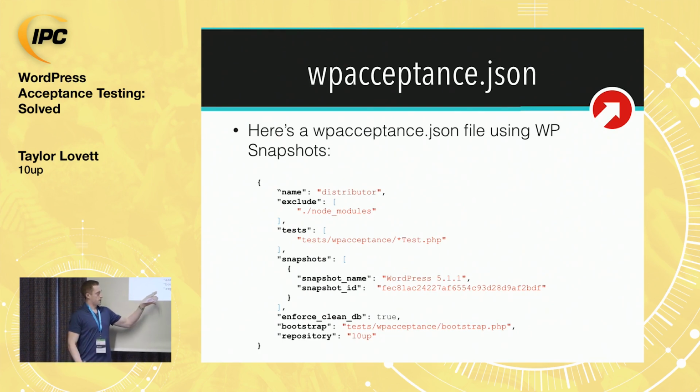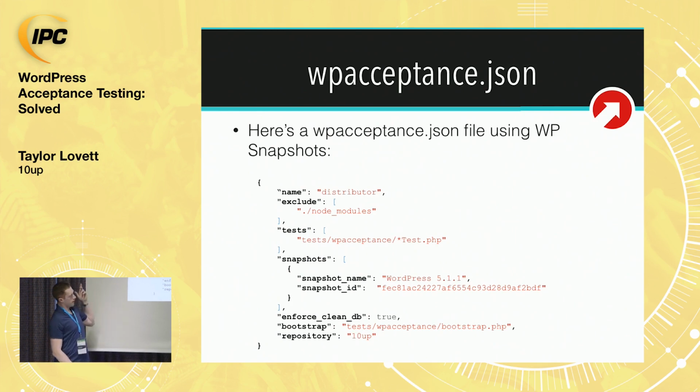At the bottom, we have this repository property, so that tells snapshots this is the 10up AWS repository. That's important. For snapshots, you can provide multiple snapshots. So maybe you want to run your tests against multiple snapshots, each with a different version of WordPress, different plugins or something. That is entirely possible.